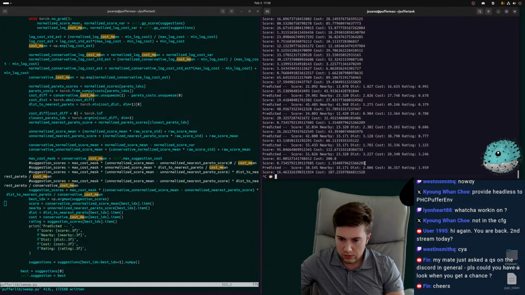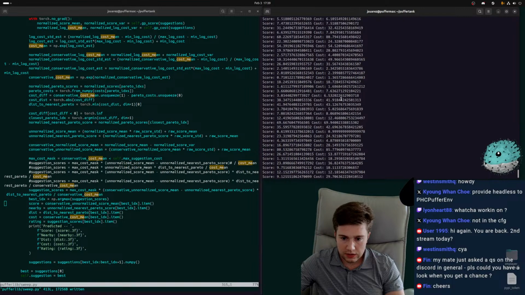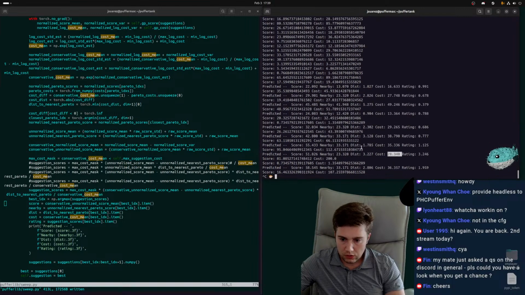Okay, so this point of 200 got assigned a rating of 3 because the cost prediction, conservative cost mean, was 28. You can see I didn't get any high points here. So you can see it was 28, but the actual was 200.